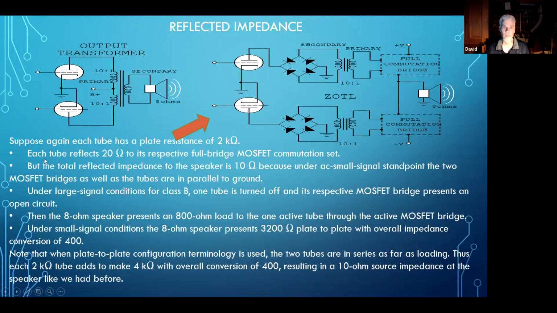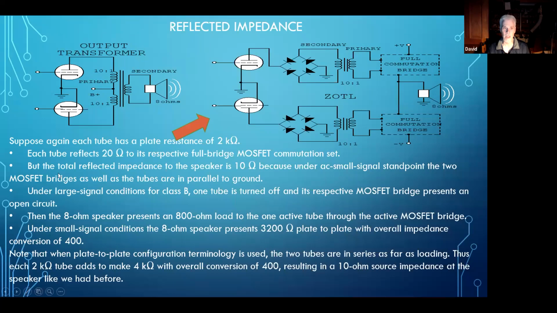So let's suppose again that each tube has a plate resistance of 2 kΩ. Each tube reflects 20 ohms to its respective full bridge MOSFET commutation set. Again, impedance goes as the square of the turns ratio, so our impedance changes by a factor of 100. So 2 kΩ becomes 20 ohms here.